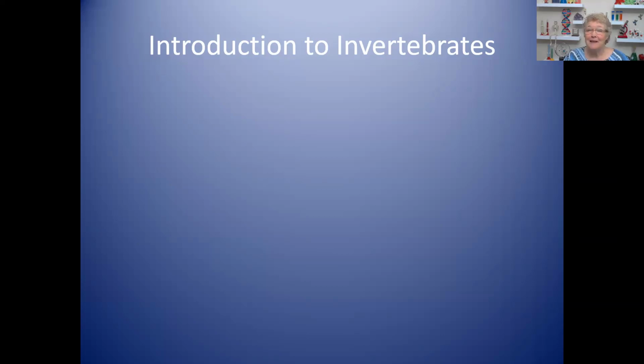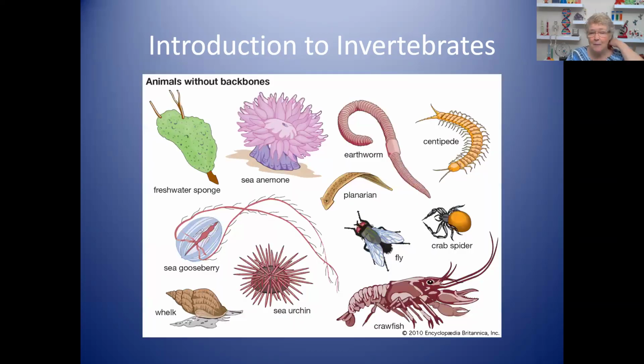We have a big enough class, Bastian, that you have to raise your hand. Sorry, I forgot. That's okay, no problem. I understand. Yes, an invertebrate is an animal without a backbone. Sometimes we say without a spine or without vertebrae. So it is just an animal that doesn't have a backbone.